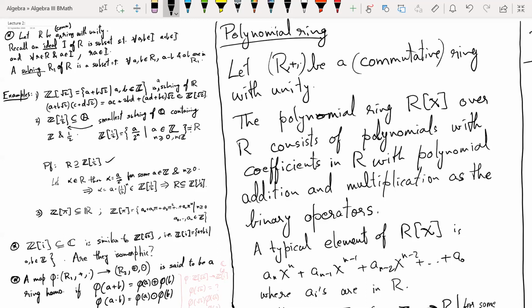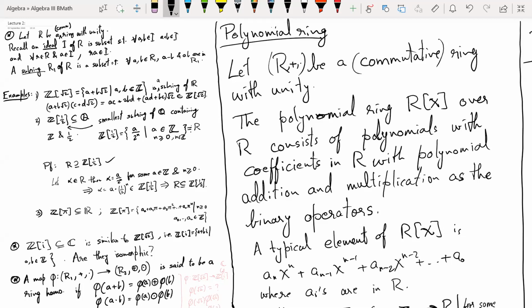I'm not really giving a definition here. If I write a definition like this, the polynomial ring R[x] over R consists of polynomials with coefficients in R, with polynomial addition and polynomial multiplication as binary operators. Now, of course, there is some problem with this definition. One would ask what polynomials are, and what polynomial addition and polynomial multiplication are. We will give a more formal definition in a bit. But you think of them as a set consisting of polynomials in the way you think of polynomials, with real or rational coefficients.